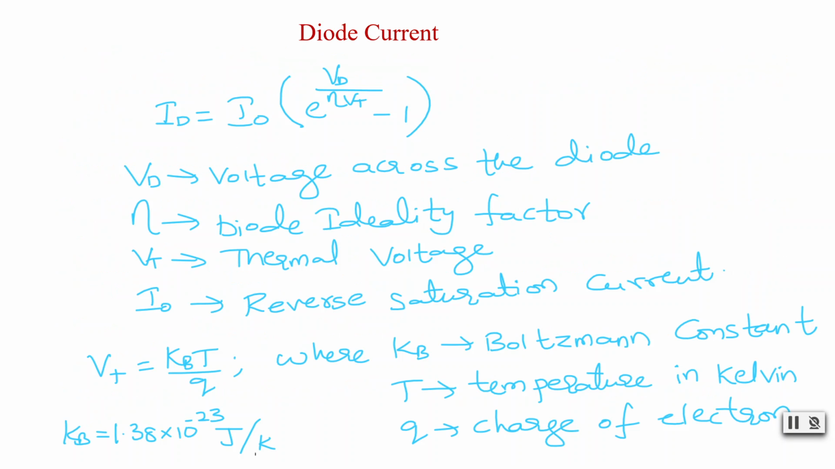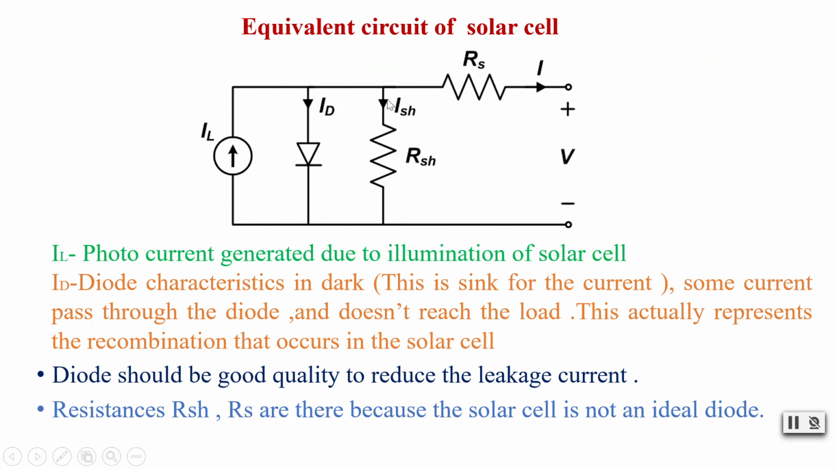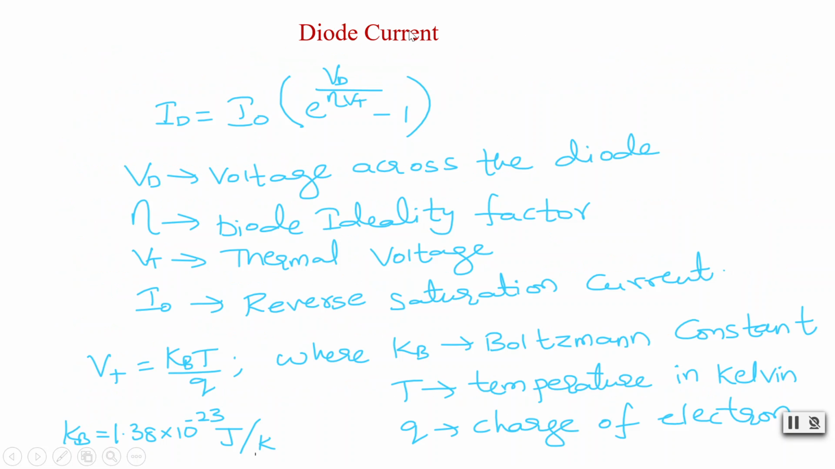And next we have the diode current. Here we have represented this diode current as ID. Now this ID is equal to IO times e power Vd by eta Vt, minus 1, where Vd is the voltage across the diode and eta is the diode ideality factor. This depends on the material, that is, it varies from semiconductor to semiconductor. For silicon it is 2, and for germanium the eta value is 1. So it basically depends on the semiconductor material which we are using here.